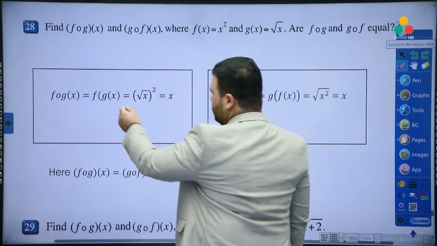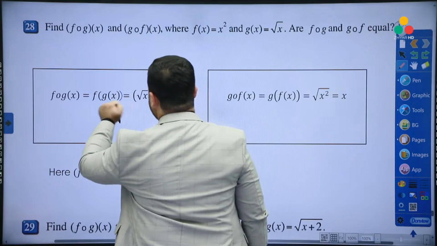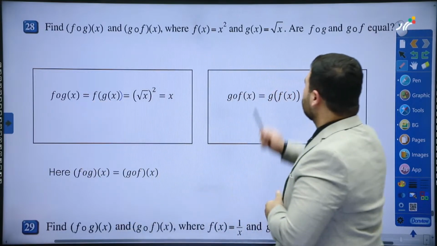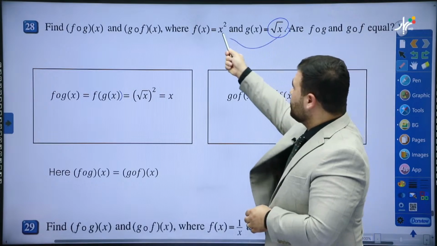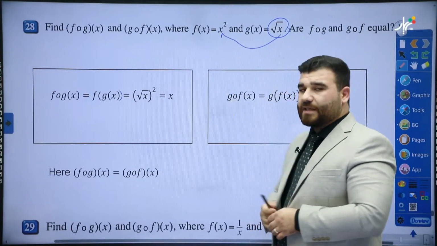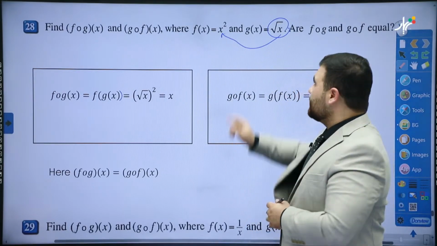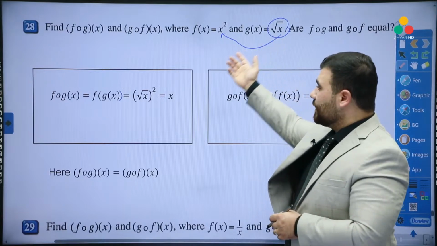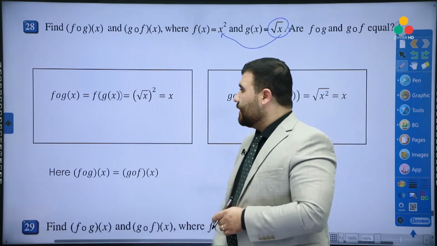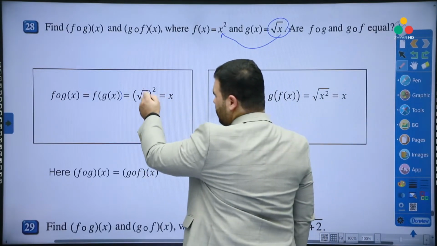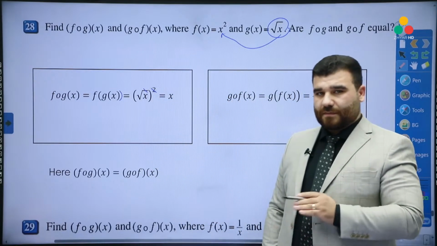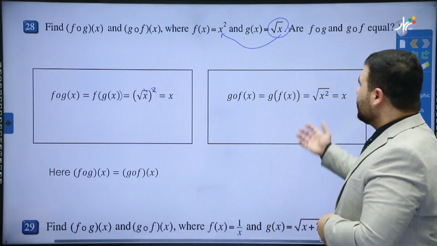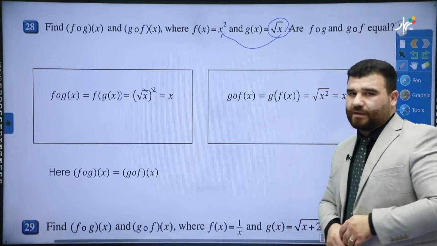f of g(x) means the function g(x), which is square root x, we put this in place of x in f. The x in f is power 2. Then this part, which is square root x, will get power 2. And square root and power 2 cancel each other. The result is just x. This is it.